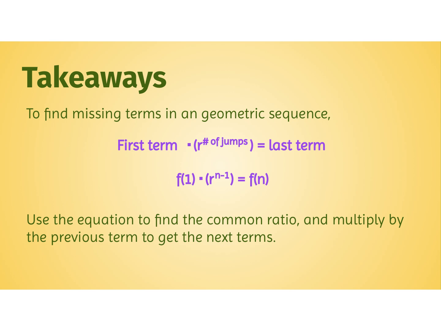Then we can take f of 1 times r to the n minus 1 equals f of n. This is our way of figuring out our missing pieces, and this is the equation that we can use. I would write this down underneath our takeaway piece.